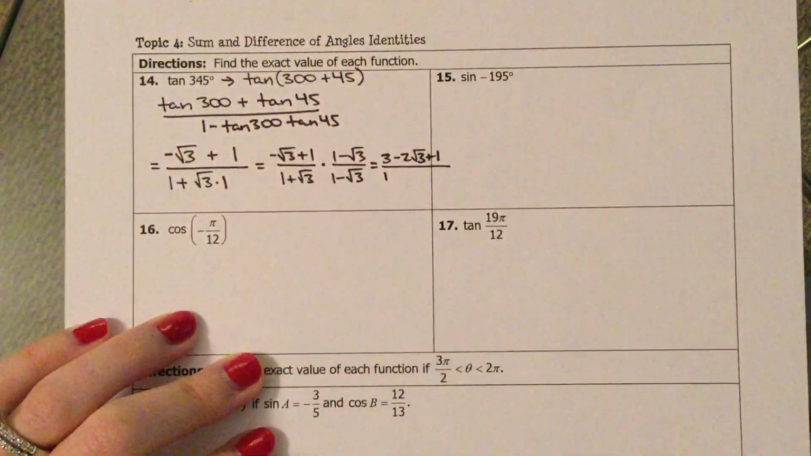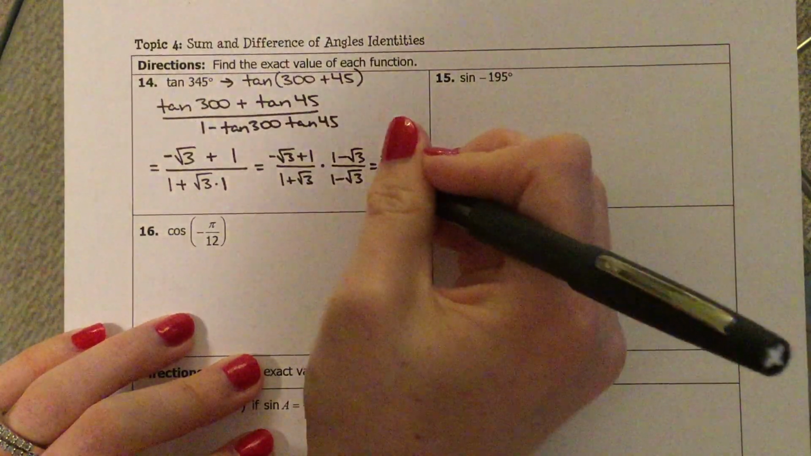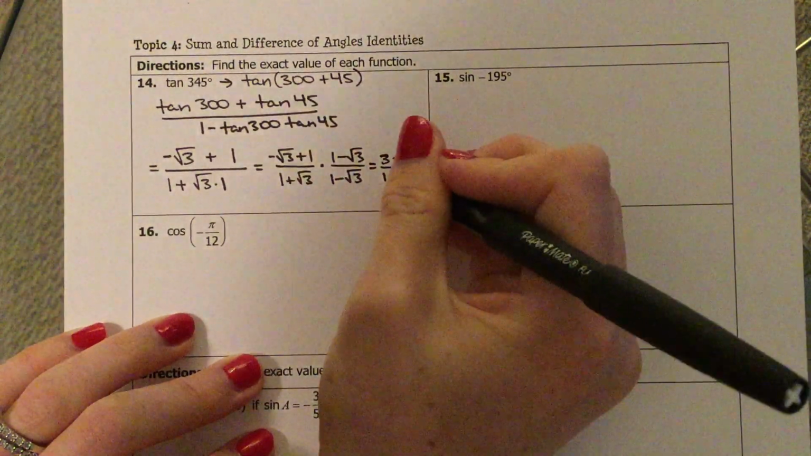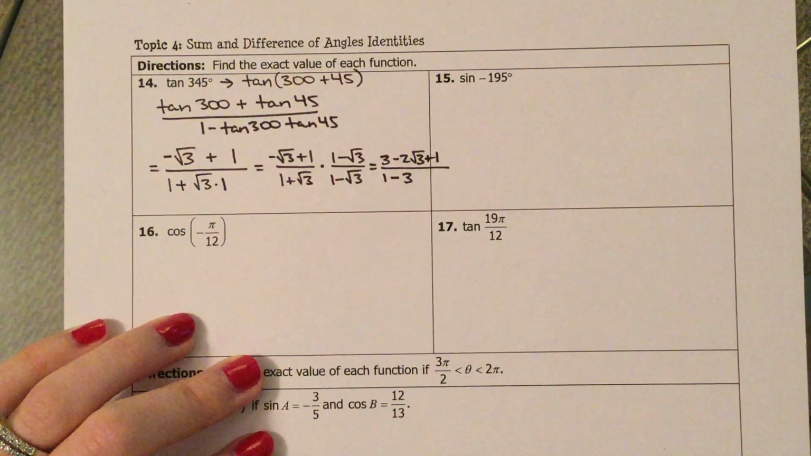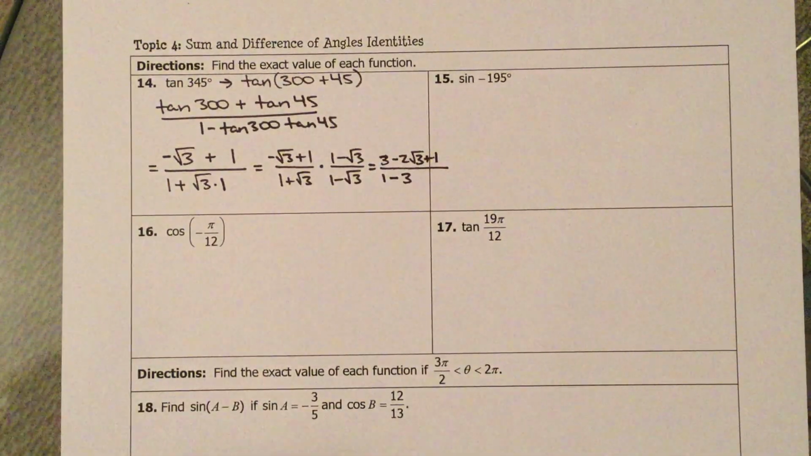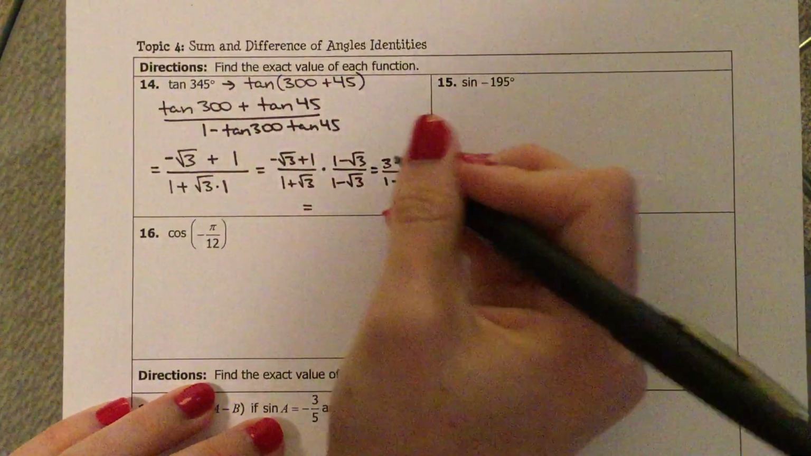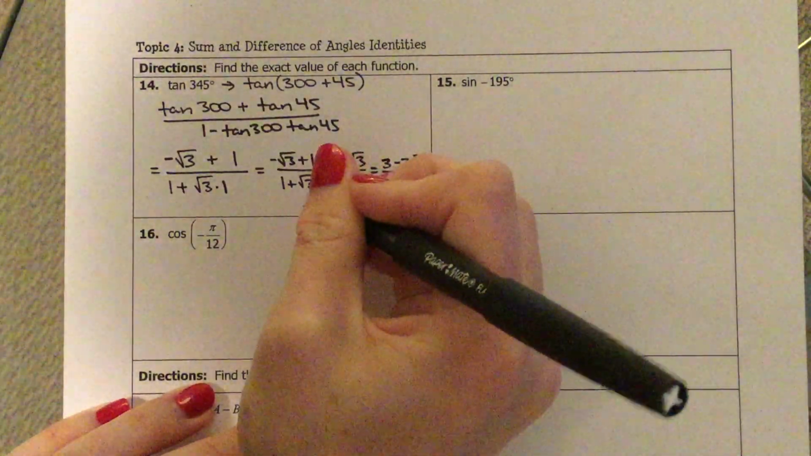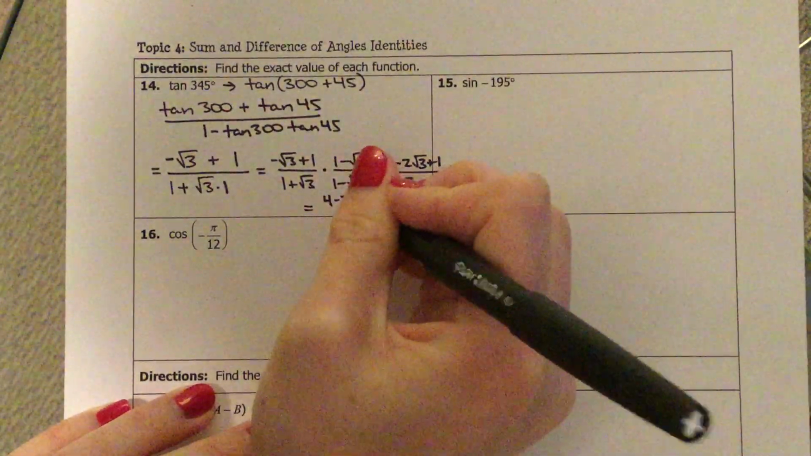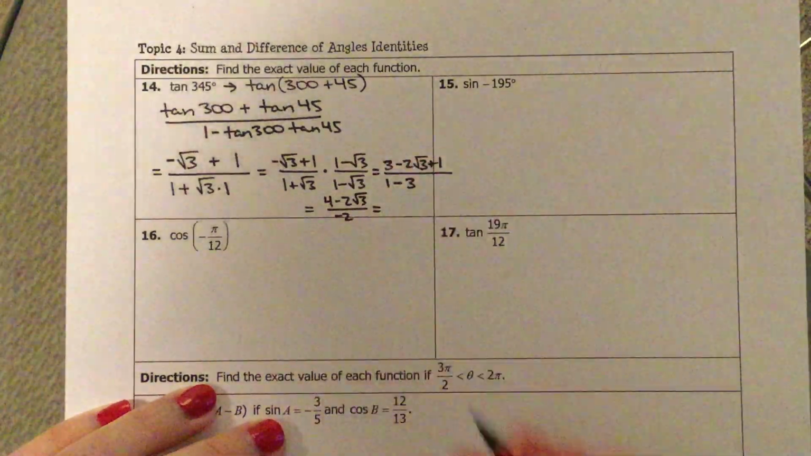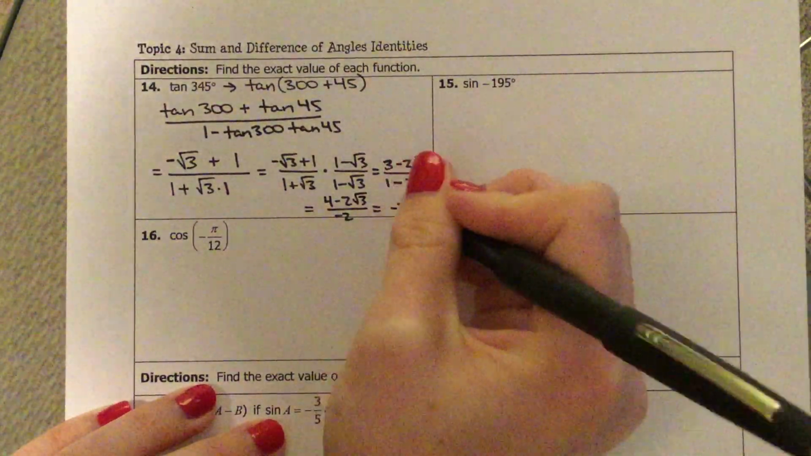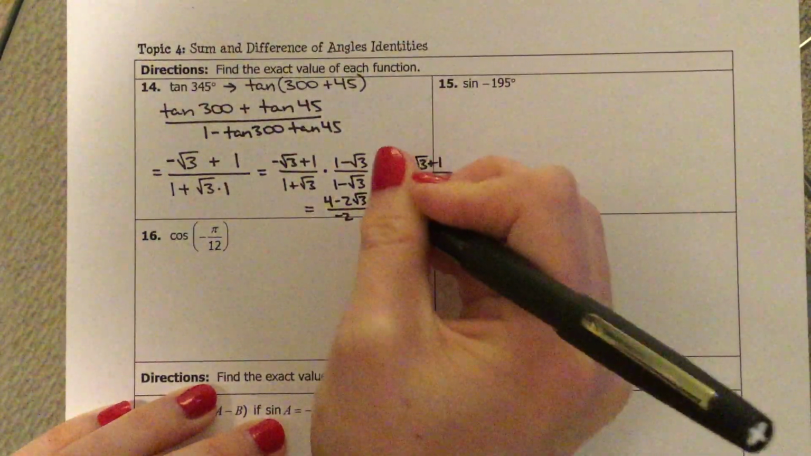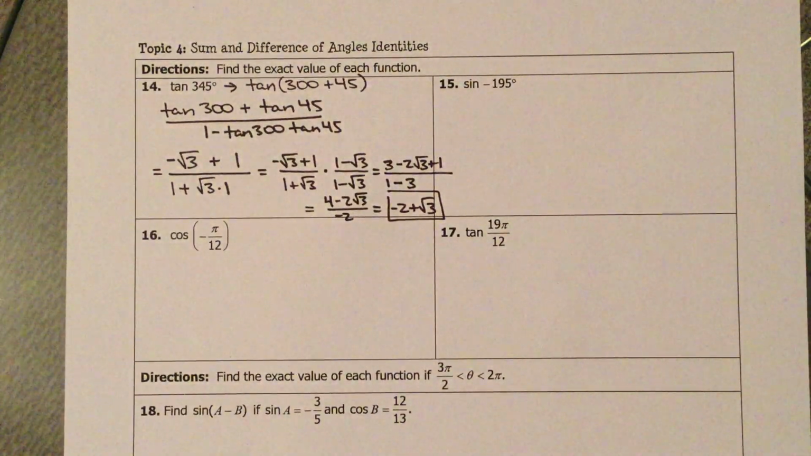Outside term, inside term cancel. That's the whole point of the conjugate. And then minus root 3 times root 3 is 3. Okay, so clean that up. So we end up with a 4 minus 2 root 3. The denominator is a negative 2, so we can divide out that negative 2, and we get negative 2 plus root 3. That's our lovely value here.